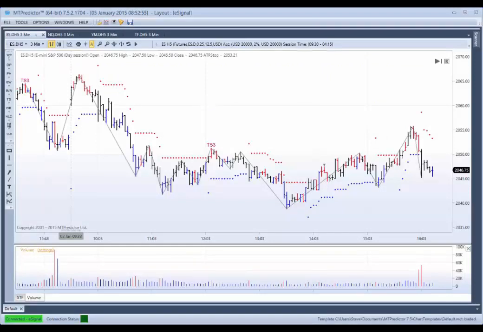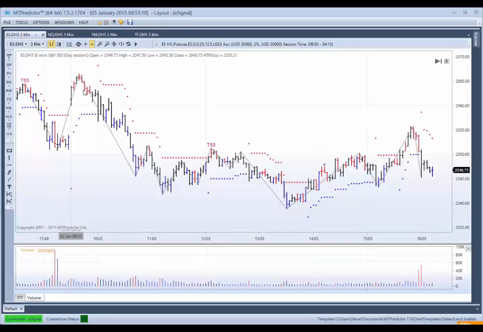Hi everybody, Steve Griffiths here, developer of the MTPredictor software program. In this video I'd like to look at how we can use a nice little trade on filling the gap when we're trading the US E-minis. So what do I mean by this?